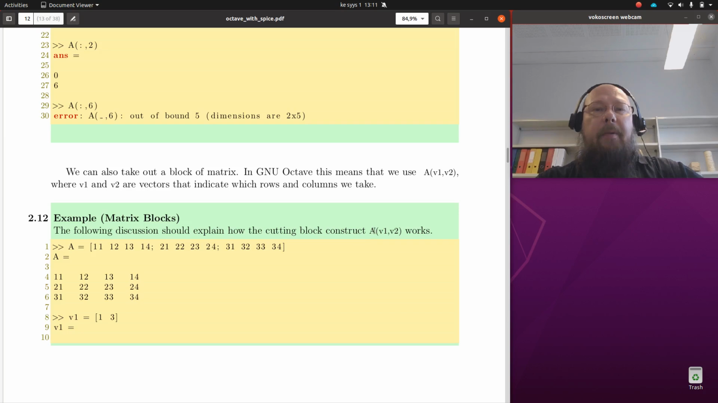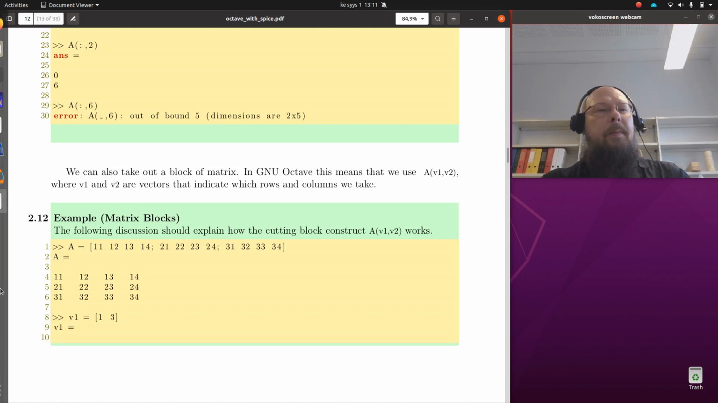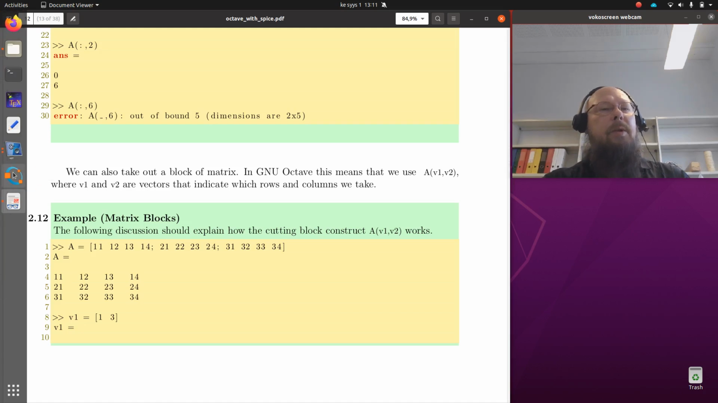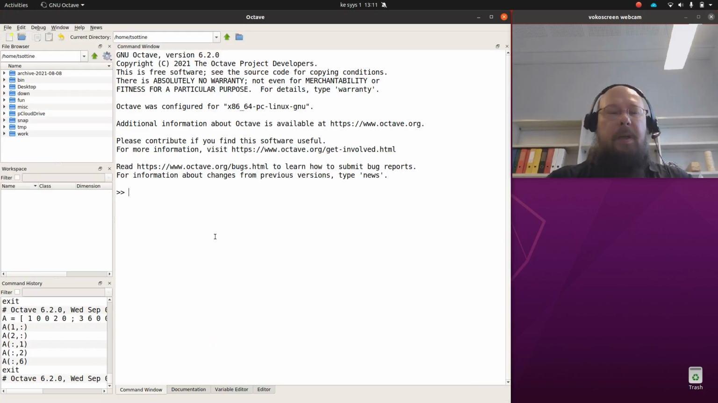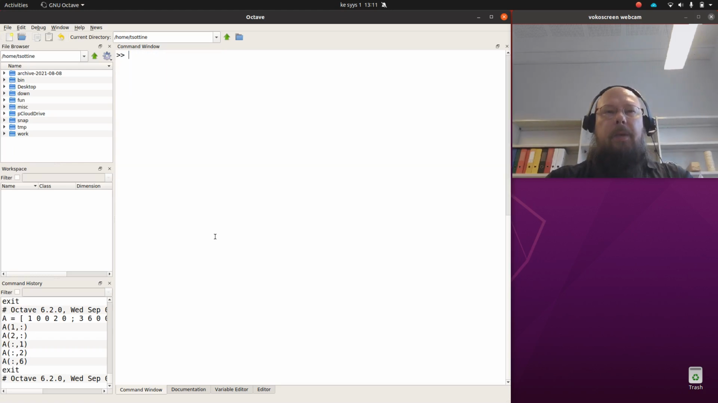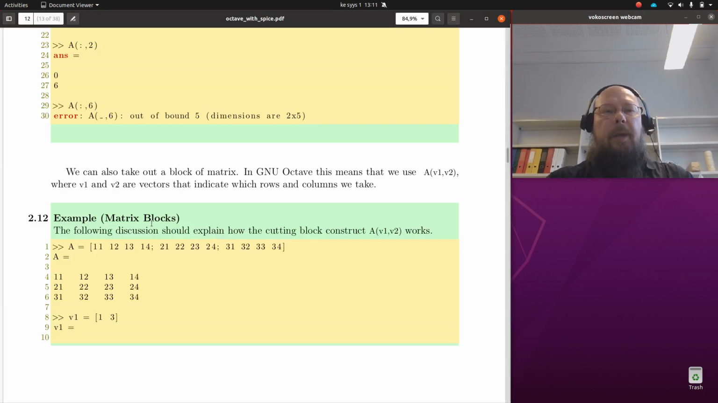So if we have a matrix A and 2 vectors, so v1 and v2 are now vectors, and there is this cutting, maybe you should call this cutting construct. So A, and then the arguments here are not numbers but vectors. And maybe it's actually better, it was stupid of me to close this Octave, let me open it again. How these cutting matrix blocks with this construct works.